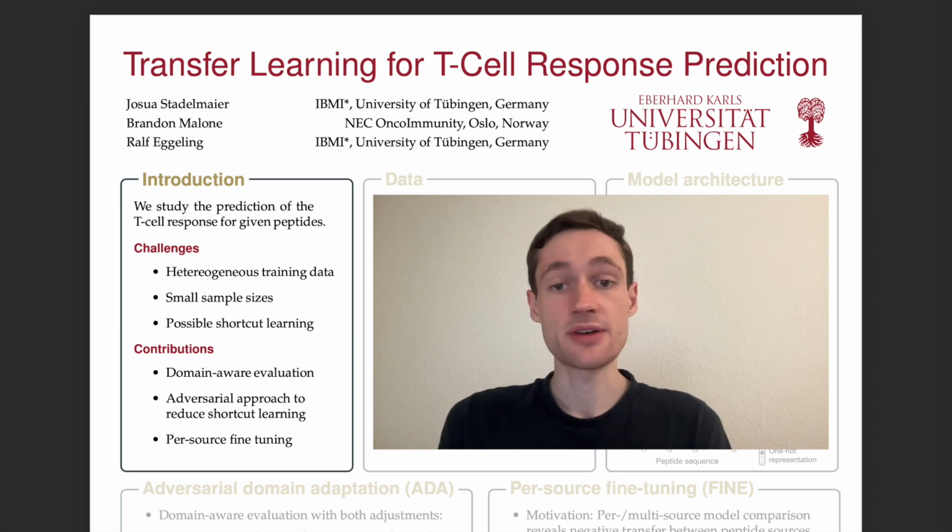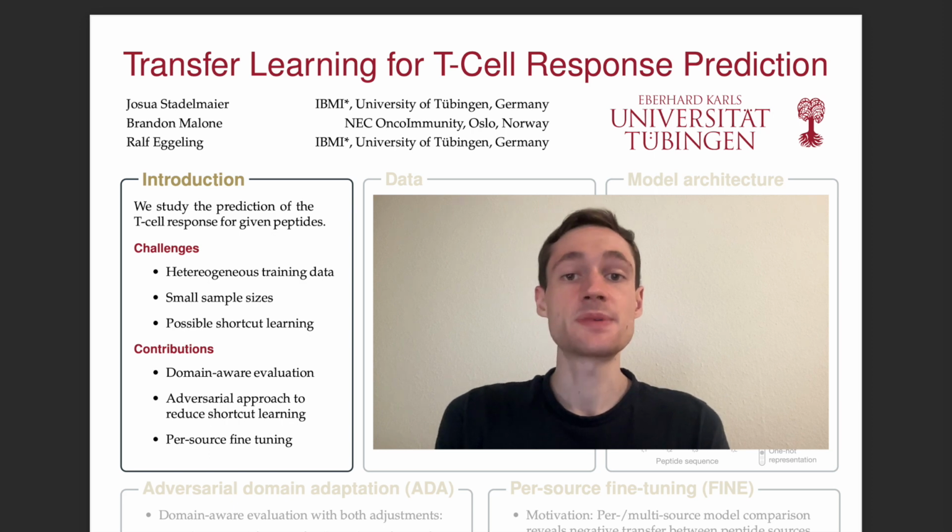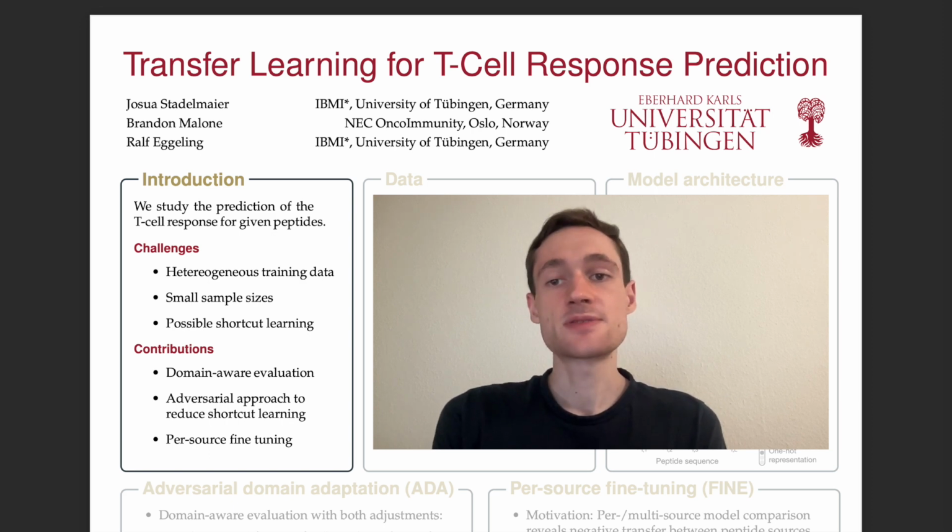Our contributions are a careful, domain-aware evaluation that accounts for possible shortcuts. We investigate a transfer learning technique called adversarial domain adaptation to reduce shortcut learning. Based on the results of our experiments, we propose using a transfer learning approach which entails fine-tuning a pre-trained model for individual peptide sources. We then demonstrate that this improves the accuracy of T-cell response predictions.